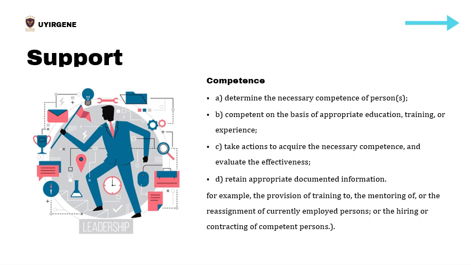Competence. The organization shall determine the necessary competence of persons doing work under its control, that affects the performance and effectiveness of the quality management system. The organization shall ensure that these persons are competent on the basis of appropriate education, training, or experience. Where applicable, take actions to acquire the necessary competence, and evaluate the effectiveness of the actions taken. The organization shall retain appropriate documented information as evidence of competence. Applicable actions can include, for example, the provision of training, the mentoring, or the reassignment of currently employed persons, or the hiring, or contracting of competent persons.